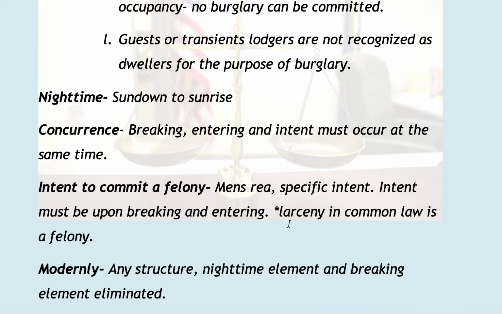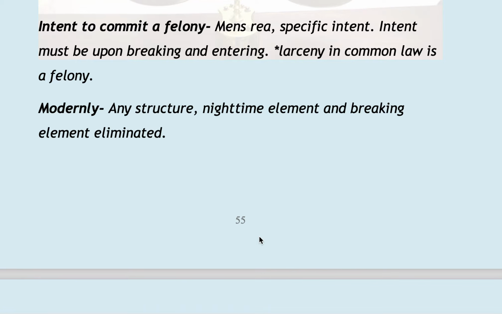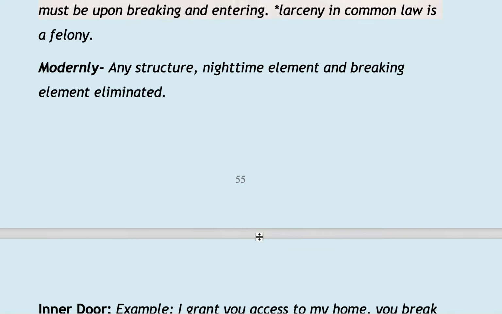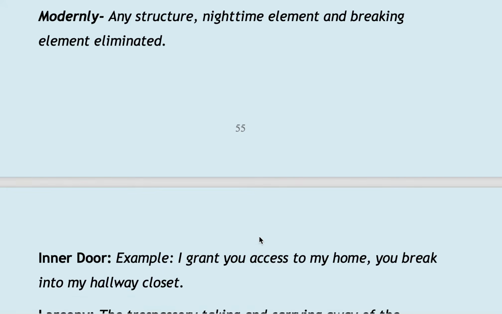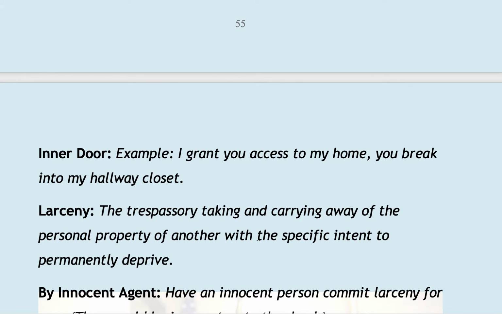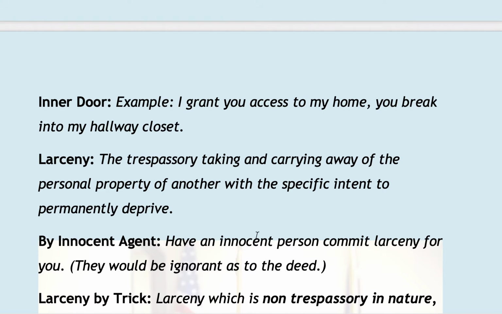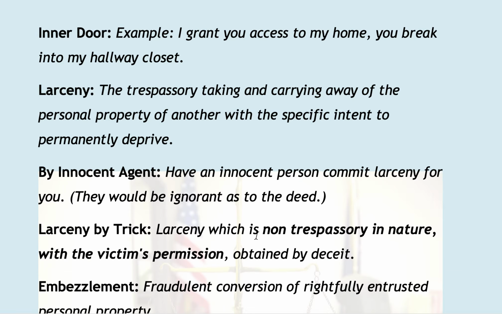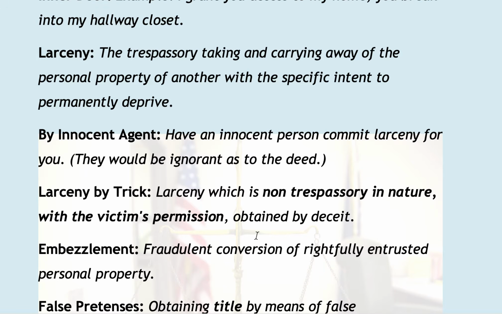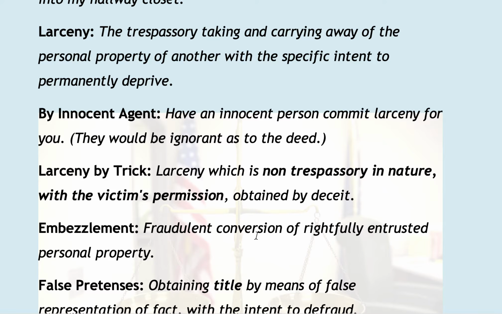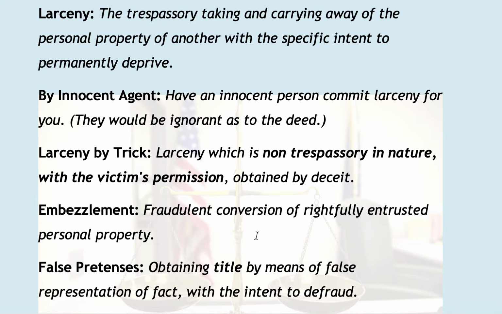Intent to commit a felony, mens rea: specific intent must be present upon breaking and entering. Larceny in common law is a felony. Modernly, any structure counts, and the nighttime element and breaking element are eliminated. Inner door example: I grant you access to my home, you break into my hallway closet. Larceny: the trespassory taking and carrying away of the personal property of another with specific intent to permanently deprive.